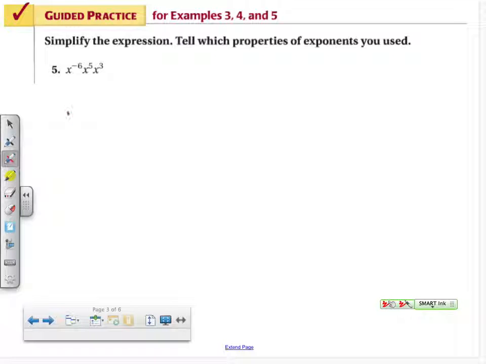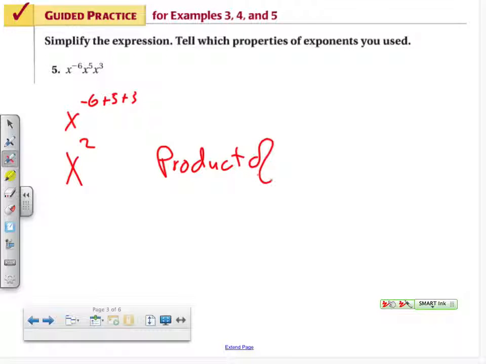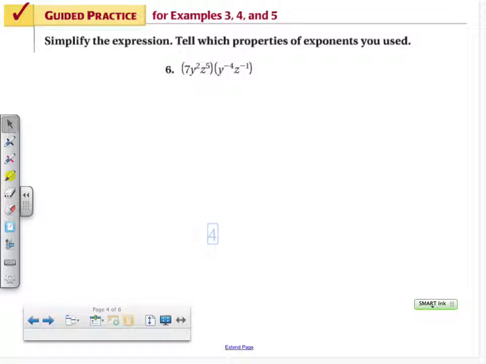So it's going to be x to the negative 6 plus 5 plus 3. Simplify that down to x squared. And that was the product of powers, because you're multiplying exponents. Product of powers. All right, number 6.